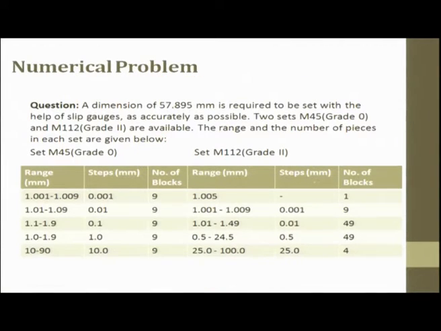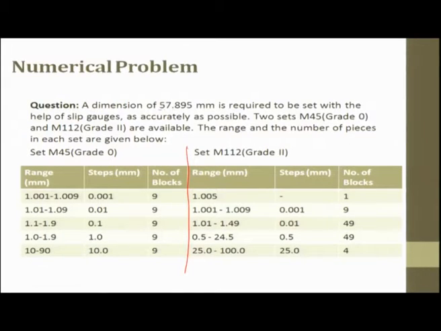So, let us try one more sum. A dimension of 57.89895 millimeter is required to be set with the help of a slip gauge as accurately as possible. Two sets of M45 grade 0 and M112 grade 2 are available. The ranges and the number of pieces in each set are given below. So, this is for grade 0 and this is for grade 2. So, two sets are available.